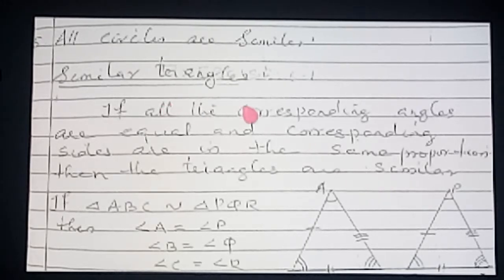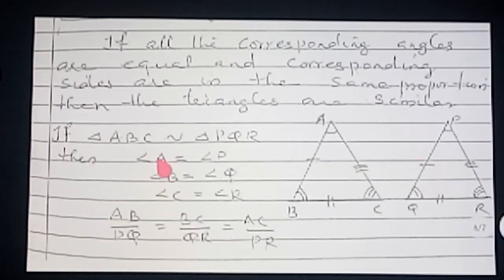See here, if all the corresponding angles are equal, the same condition comes in congruent triangles also. If all the corresponding angles are equal and all the corresponding sides are in the same proportion, then the triangles are similar. So here, listen to the condition. Angle A is congruent to angle P, angle B to angle Q, angle C to angle R. This condition is coming for congruent triangles also.